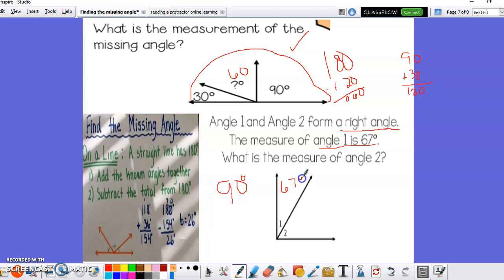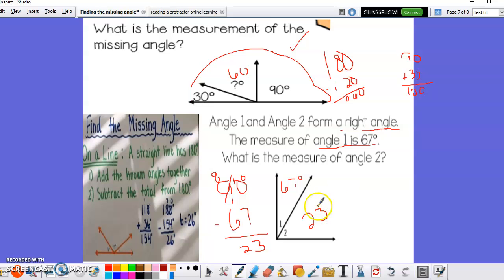So whatever angle 2 is, it can't be more than 90 degrees because both of these together have to equal 90 degrees. So I'm just going to subtract what I know, 67 degrees, from 90 degrees. Well, there's more on the bottom, so I need to regroup. This 9 becomes an 8. This 0 becomes a 10. 10 minus 7 is 3. And 8 minus 6 is 2. So angle 2 is 23 degrees.